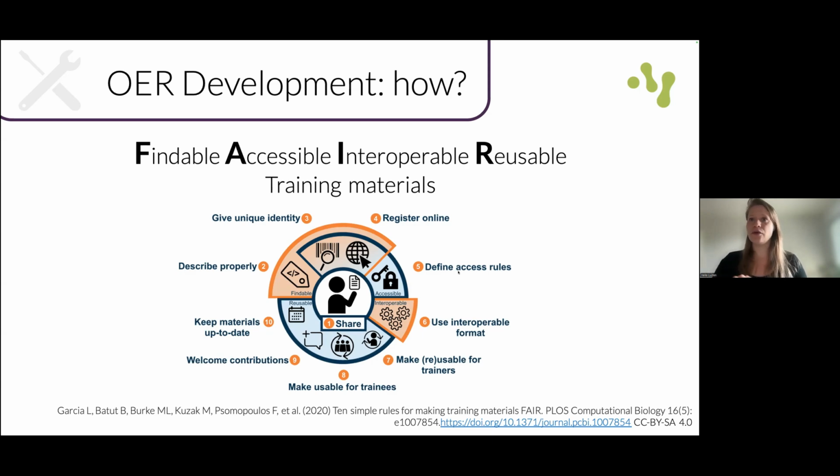Define access rules. So this is very important. So this is where the licenses come in. So you can say you can reuse my material, either just add a Creative Commons license, CC BY, or another license that you want, but so people know how they can access and reuse your material. Use interoperable formats, so preferably use non-proprietary software that you don't have to pay for, so anyone that sees your material can actually reuse it.